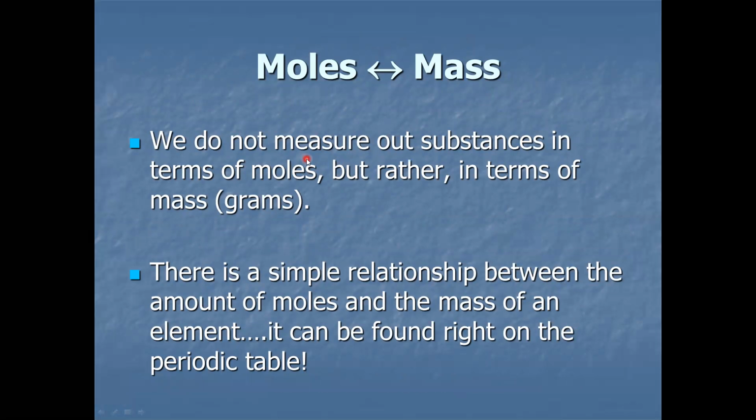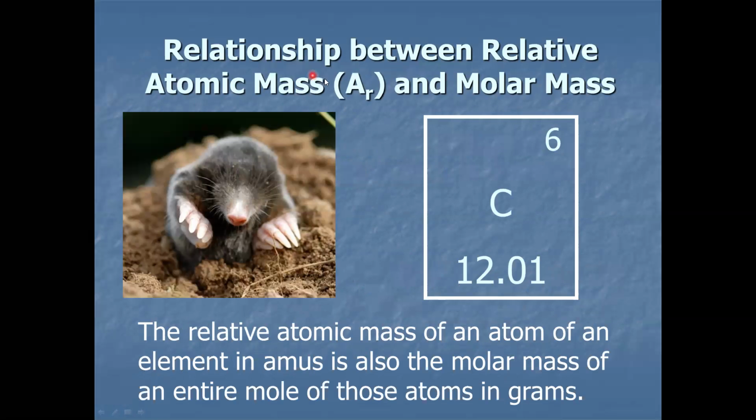So when we are measuring stuff out, I don't count an individual mole of particles in the lab. I'm going to weigh out something, and then we're going to have to do a conversion to relate the amount of moles to the mass as we're doing it. And luckily, the conversions are all on the periodic table, so you don't have to memorize or look up anything. It'll just be there. So when we have our atomic mass number, that number at the bottom there for carbon, that's the relative atomic mass of an atom of an element, and it's also the molar mass of an entire mole of those atoms. So an entire mole of carbon is this 12.01.